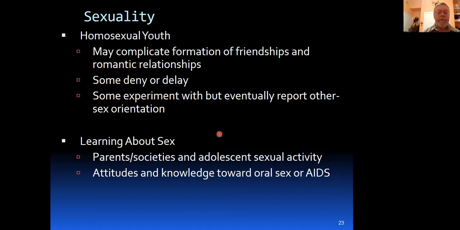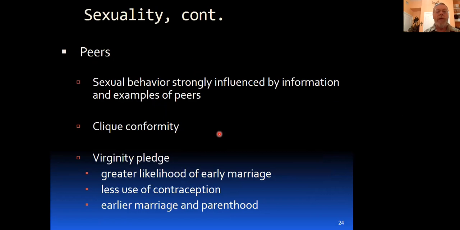When it comes to learning about sex, parents and society obviously has an interest in adolescents developing healthy attitudes towards sex and having good information. However, in many cases, the information that adolescents have is faulty, as many surveys have indicated. So, where do most adolescents get their information about sex? Many of them get information from their peers, what they hear from their peers. And their behaviors also may be strongly influenced by the example of their peers. So we have this phenomenon of clique conformity, that the adolescent conforms to what others in their clique do.